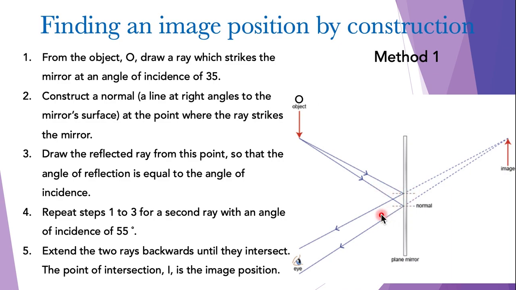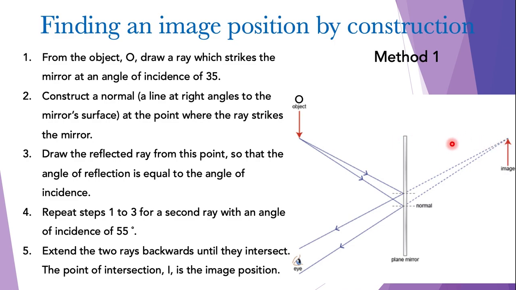Then we draw a reflected ray from this point so that the angle of reflection is equal to the angle of incidence. After this, we repeat steps 1 to 3 for a second ray with an angle of incidence of 55 degrees. Now, after the fourth stage, we extend the two rays backwards until they intersect. Something like this, as you can see. So these are the reflected rays, and we extend them backwards behind the mirror until they intersect. The point of intersection, which is called I, is the image position. So this is how we find an image position by geometric construction.